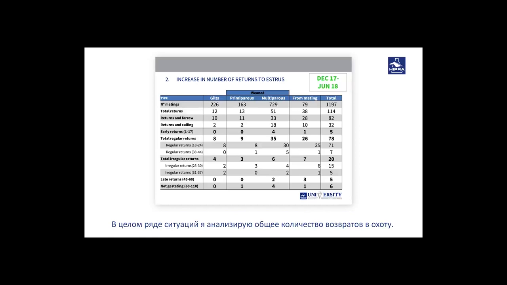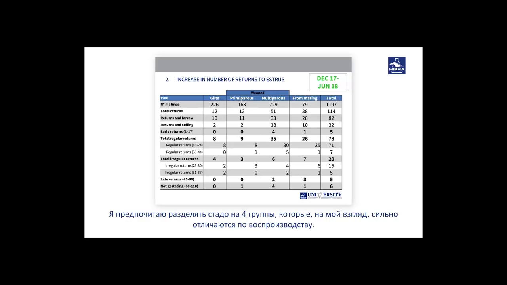In not many situations do I analyze the total. I prefer to split the population into at least 4 groups that I consider very, very different in terms of reproduction. As you can see, the first group corresponds to the gilts, and the second group is the adult sows with 2 groups inside: the primiparous, because primiparous are the animals that suffer more during the lactation period, and the multiparous, and all the sows who had problems in the past with inseminations, abortions or rebreedings.